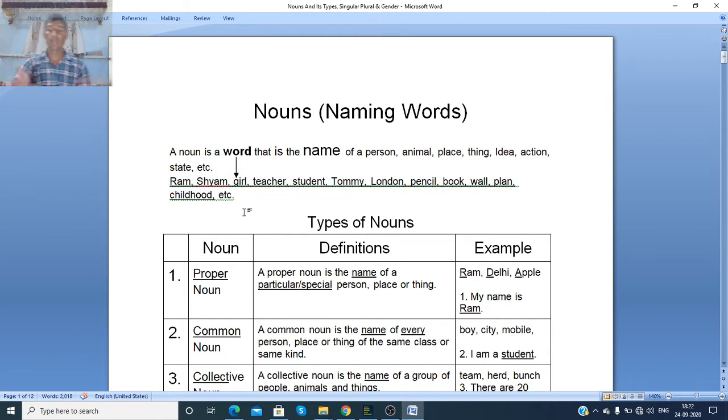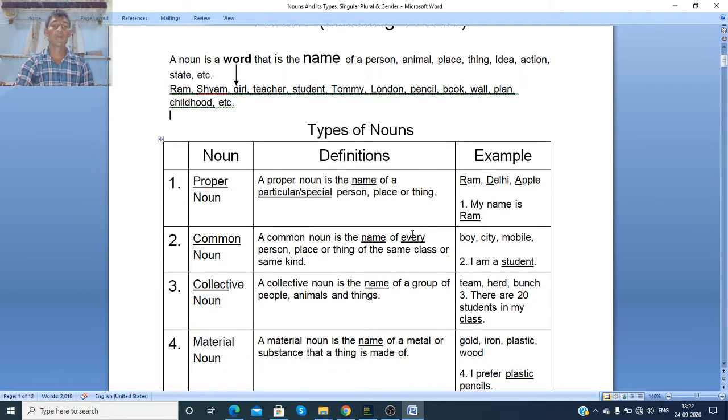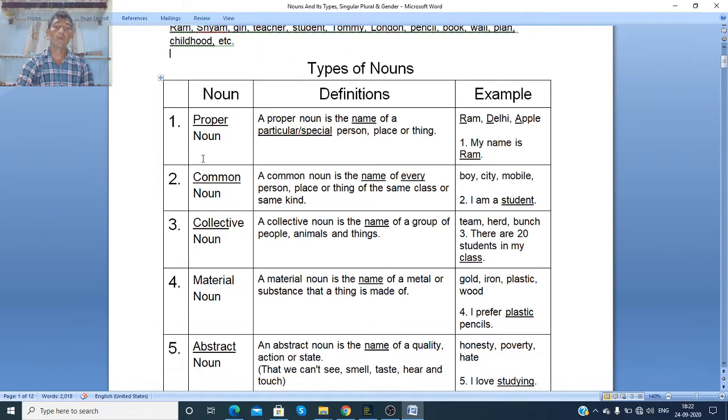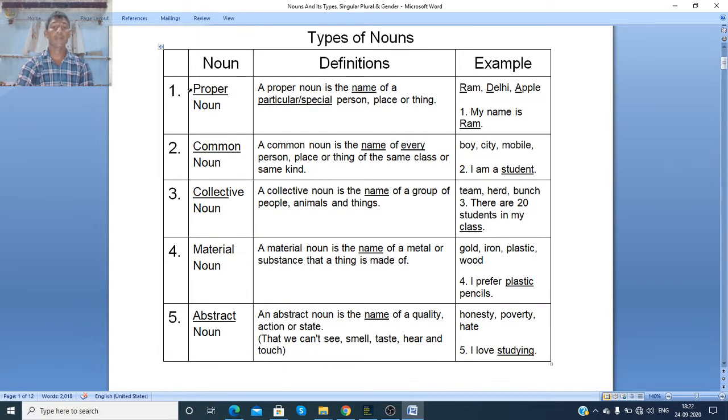and Almira, laptop, mouse, headphone, mobile, man, woman, Ram, Shyam, Johnny, Trump are nouns. So here there are five types of noun: proper noun, common noun, collective noun, material noun, and abstract noun.